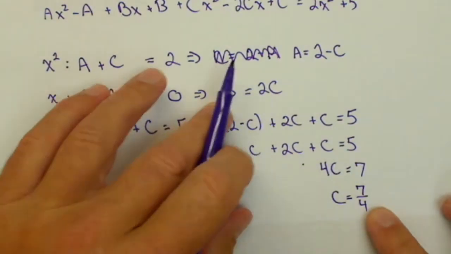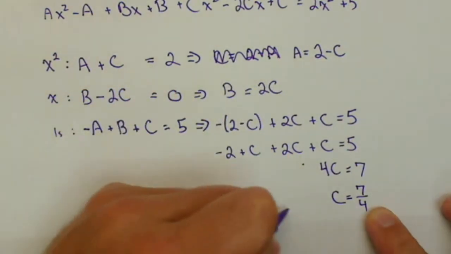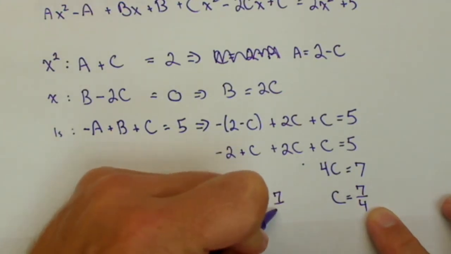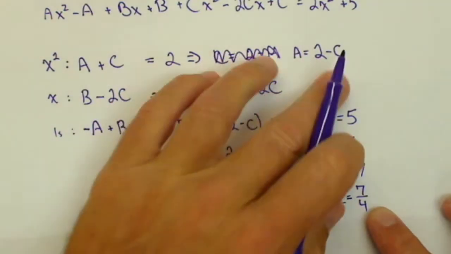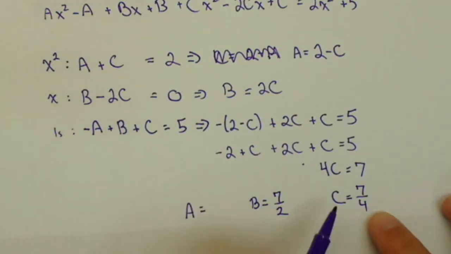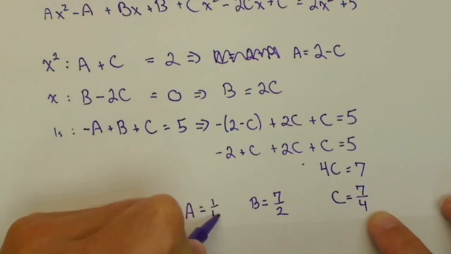From here we can find the other ones. b is 2 times c, so b is 14/4 or 7/2. And a is 2 minus c, or 8/4 minus 7/4, or 1/4.